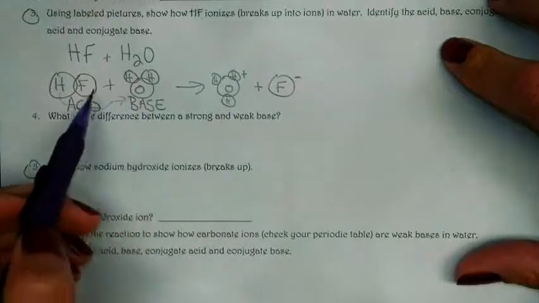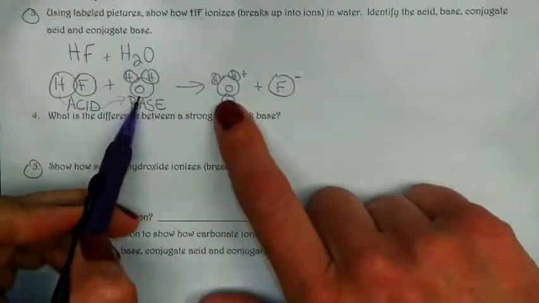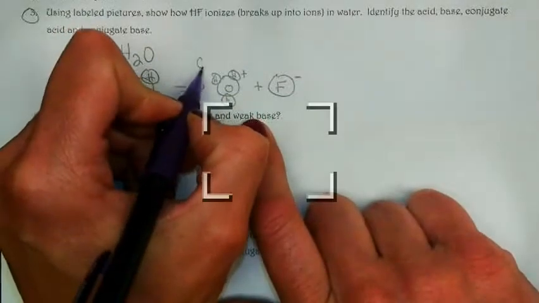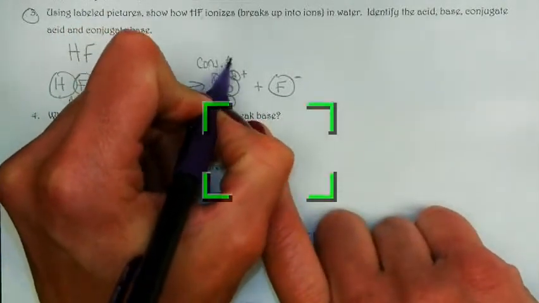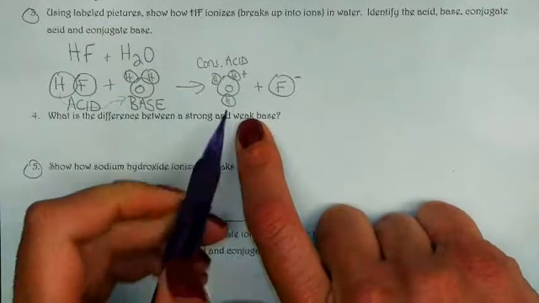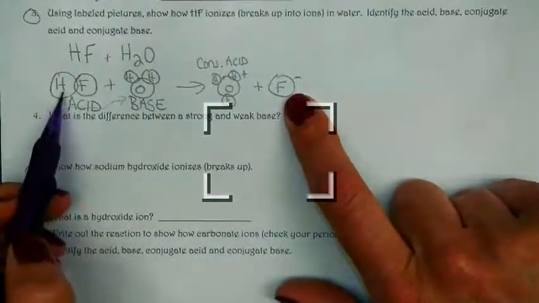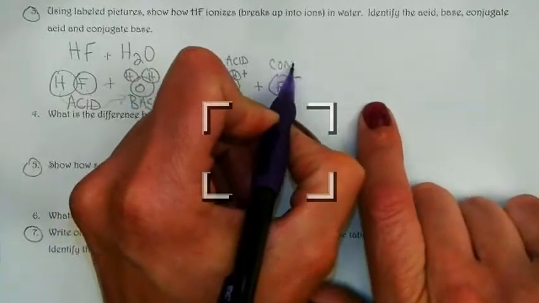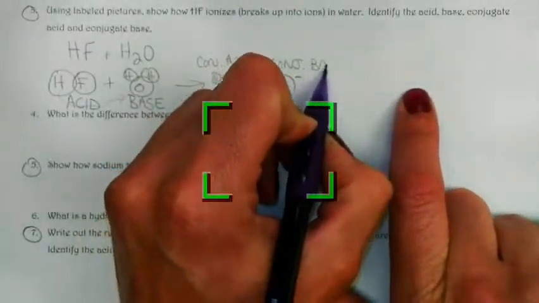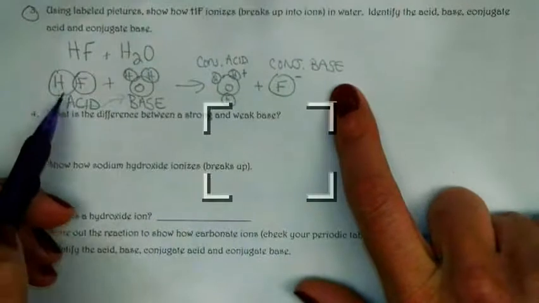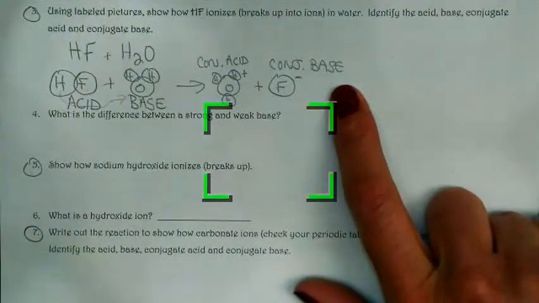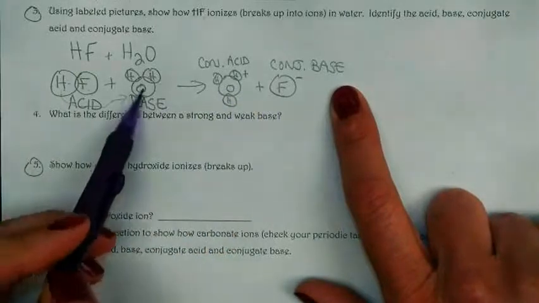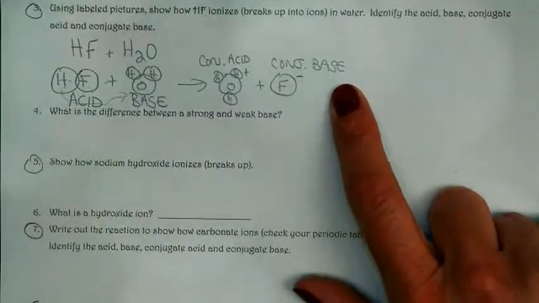So over here, the water was a base, so now this is considered the conjugate acid. It's always the opposite on the product side. And because the HF was the acid, the leftovers of this is going to be the conjugate base. It's always the opposite as it was over on this side. So every acid has a conjugate base, every base has a conjugate acid.